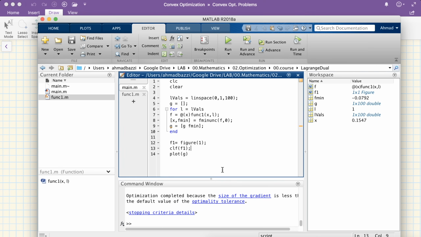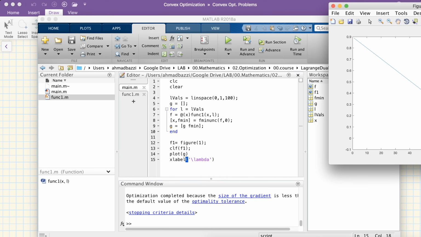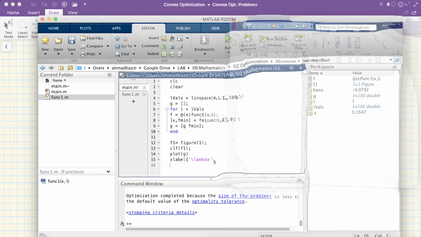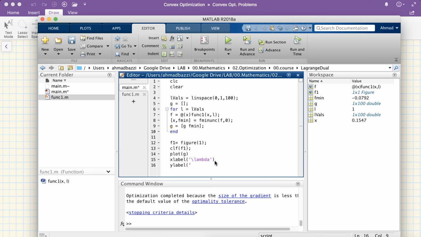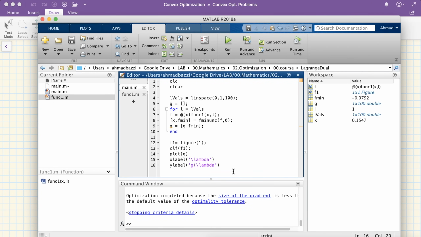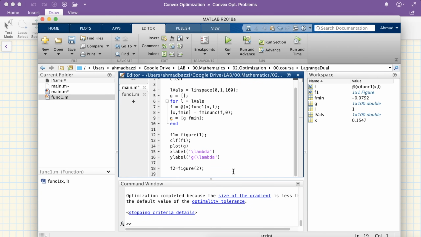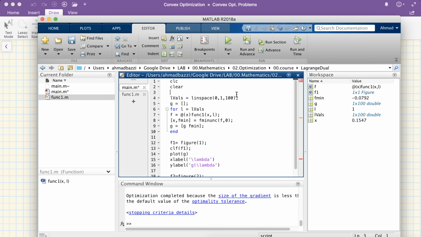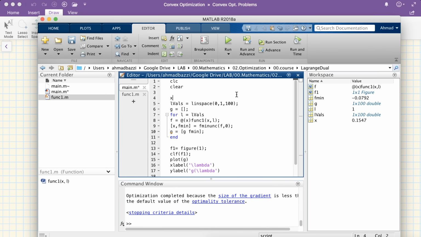This is our G. Now let me just label the x-axis lambda. Does it work like this? Yes. This is our lambda, and my y-axis should be the G of lambda, right? Now, what is P star of the problem? If we open another figure 2, I'm going to define x values to be from minus 2 till 2, and I'll take 1,000 points.